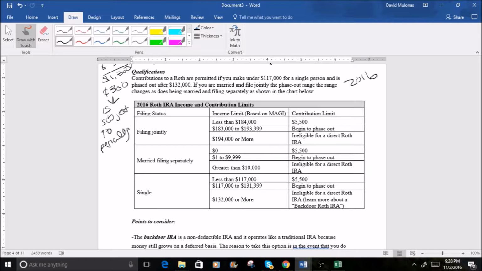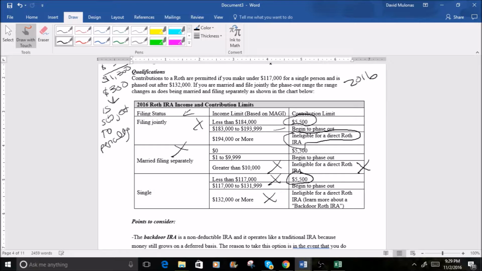So they'll sit there and say, okay, well, you need to look here and determine where do I stand in this chart. So we have a filing status here, and you can see right here that, let's say you're married and you're filing separately. So your income limit is greater than $10,000. You can't even have a Roth IRA. Now, if you're single and you make less than 117 grand, you can put in $5,500. If you make less than 184 filing jointly, you can put in $5,500. But you can see there's phasing out. 183 to 189 begins to phase out. 194 or more means ineligible. Then down here, for example, you can see if you make over $132,000, you're ineligible.